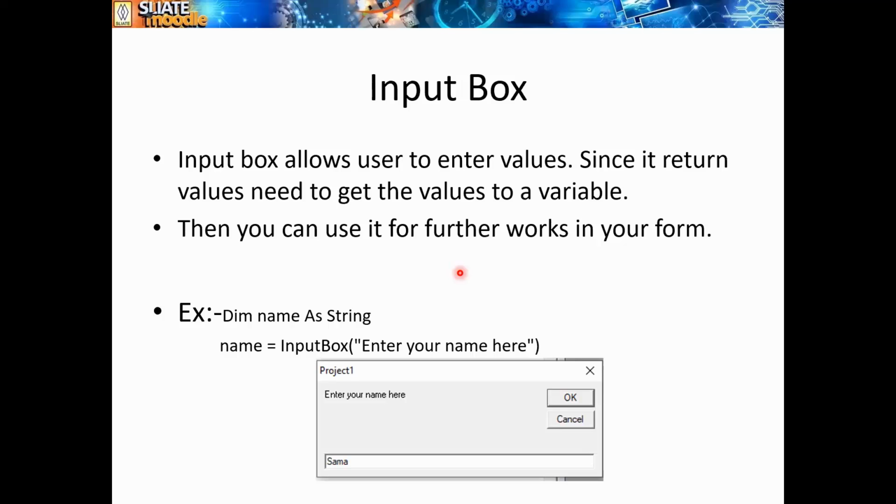An input box allows the user to enter values. Since it returns values, we need to get the values into a variable. So usually what you can do is get the values from the user and save them within a variable that you have already created within your system. Okay, here an example is given: Dim name As String. You already know about this first line. Dim name As String means you are going to create a variable. The variable name is name, and the type of the variable is string. That means you are going to save some letters to that name variable, right? So from where you are going to input those letters is mentioned in this place, right?